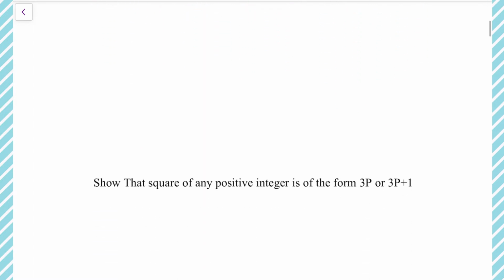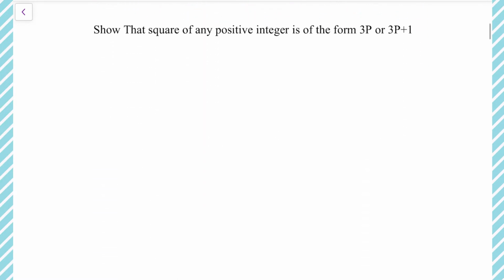Next question is, show that square of any positive integer is of the form 3p or 3p plus 1. Sometimes they will ask just only the number, sometimes they will ask square, and sometimes they will ask cube. So in this question he is asking to check the square. So what we need to do is first take our Euclid's division, a equals bq plus r.